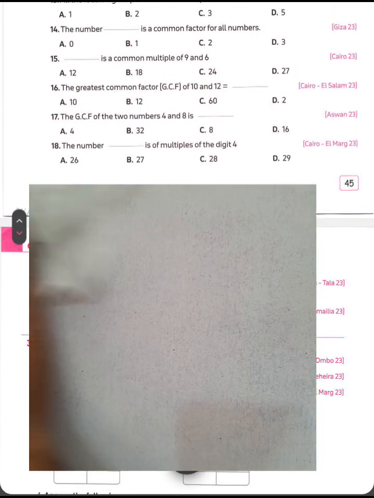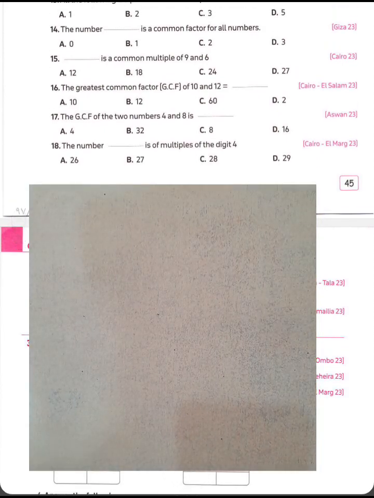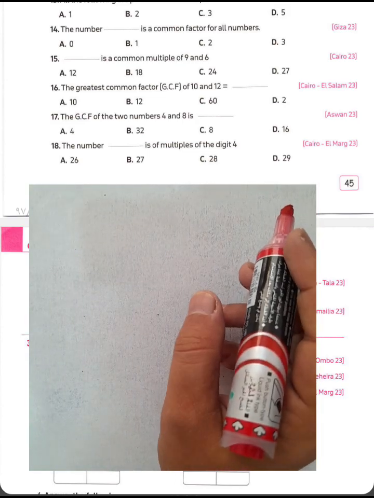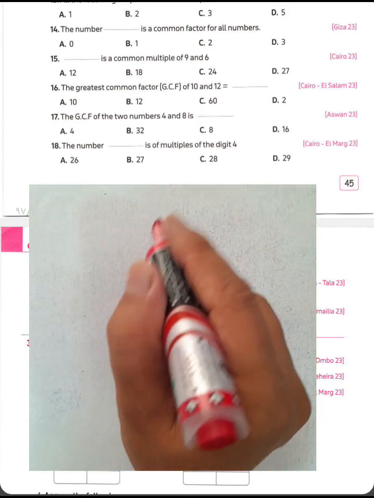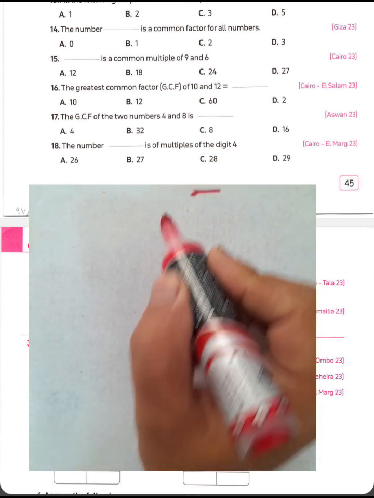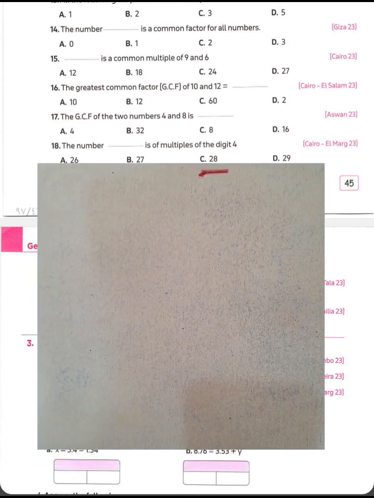Question 18. The number which is a multiple of the digit 4. It means any number that can be divided by 4, which will be 28. Choose letter C because 28 can be divided by 4. Okay.